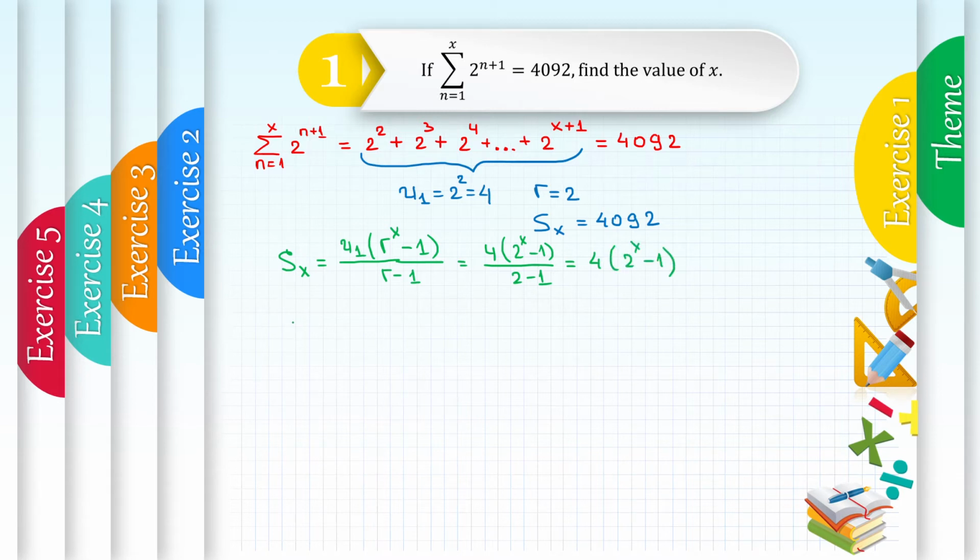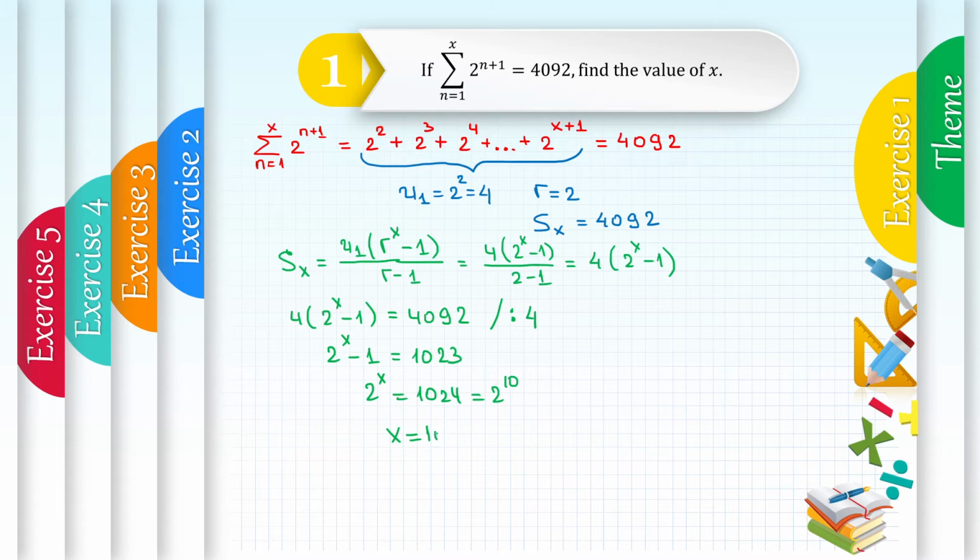So we have to solve the equation 4 times 2 to power x minus 1 is equal to 4092. If we divide both sides by 4, we will get 2 to power x minus 1 is equal to 1023. 2 to power x is equal to 1024. Because 1024 is equal to 2 to power 10, we will get that x is equal to 10. So the answer to our question is x is equal to 10.